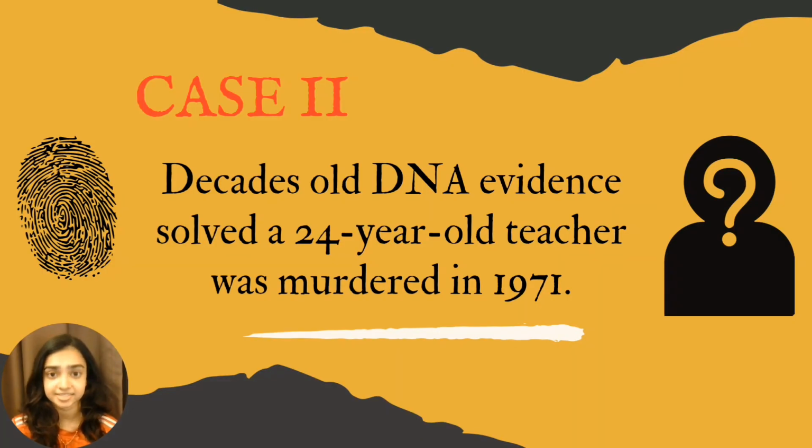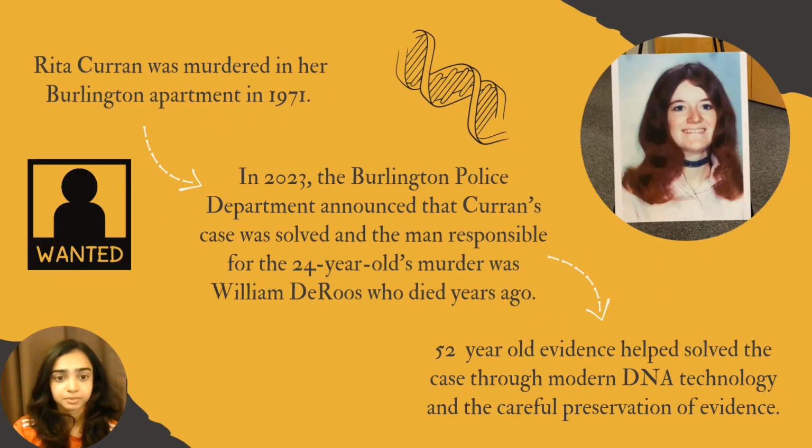We'll be looking at the second example of cold cases. This case is regarding a 20-year-old teacher who was murdered back in 1971. Rita Karen was murdered in her apartment in 1971 and her case remained a mystery for decades. In 2023, the Burlington Police Department announced that Karen's case was finally solved and the man responsible for her death was William D. Roos, who died years ago. 50-year-old evidence helped to solve this case through modern DNA technology and the careful preservation of evidence.